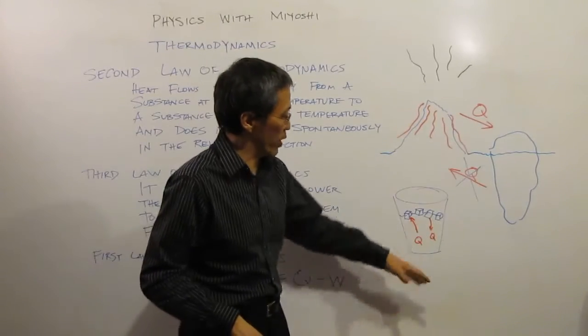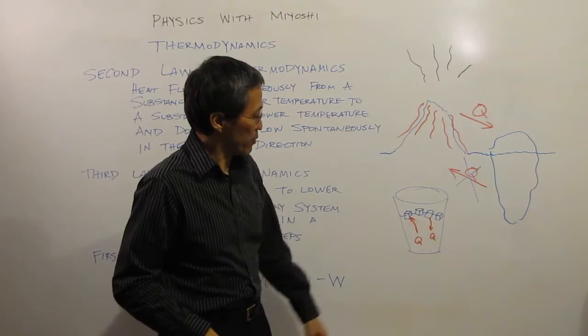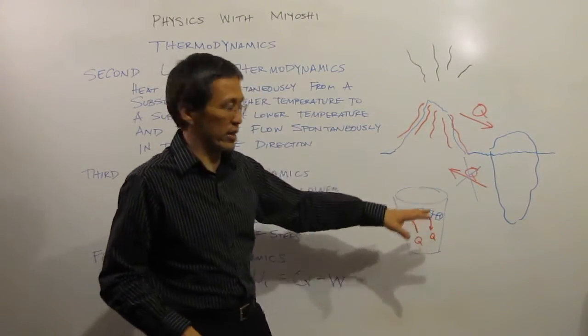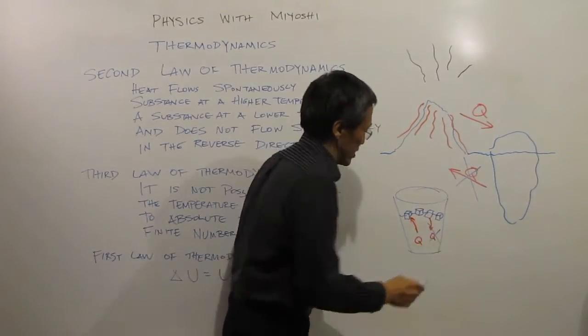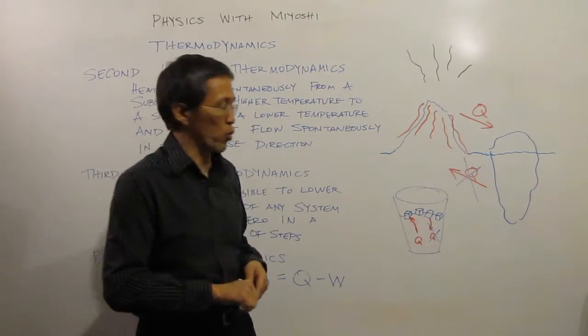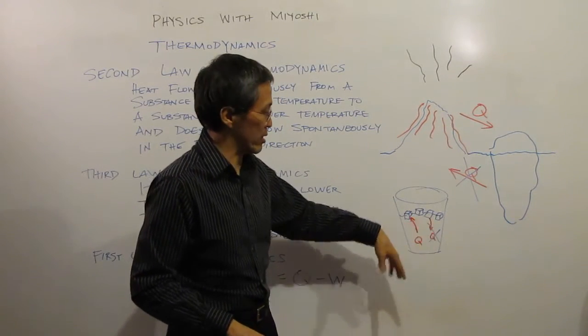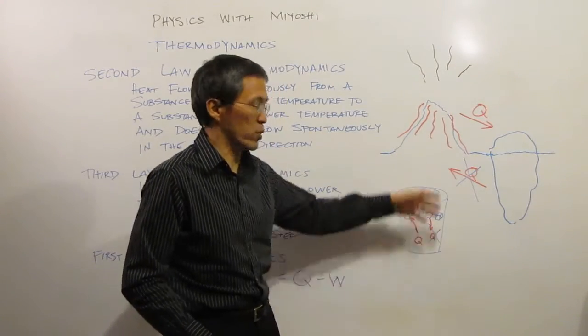The same thing is true if we have a glass of water with ice in it. The water is warmer than the ice, and so it gives its heat to the ice, and the ice does not give its cold to the water. Again, the process is always that the heat must flow from what's warmer to what's cooler.